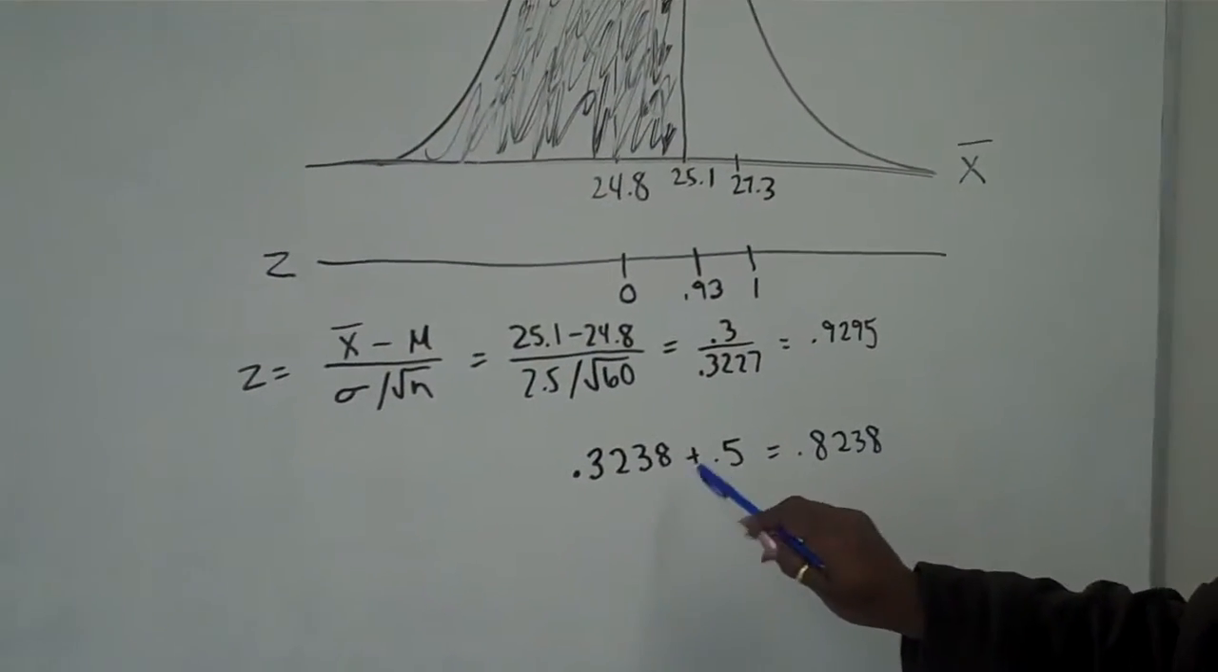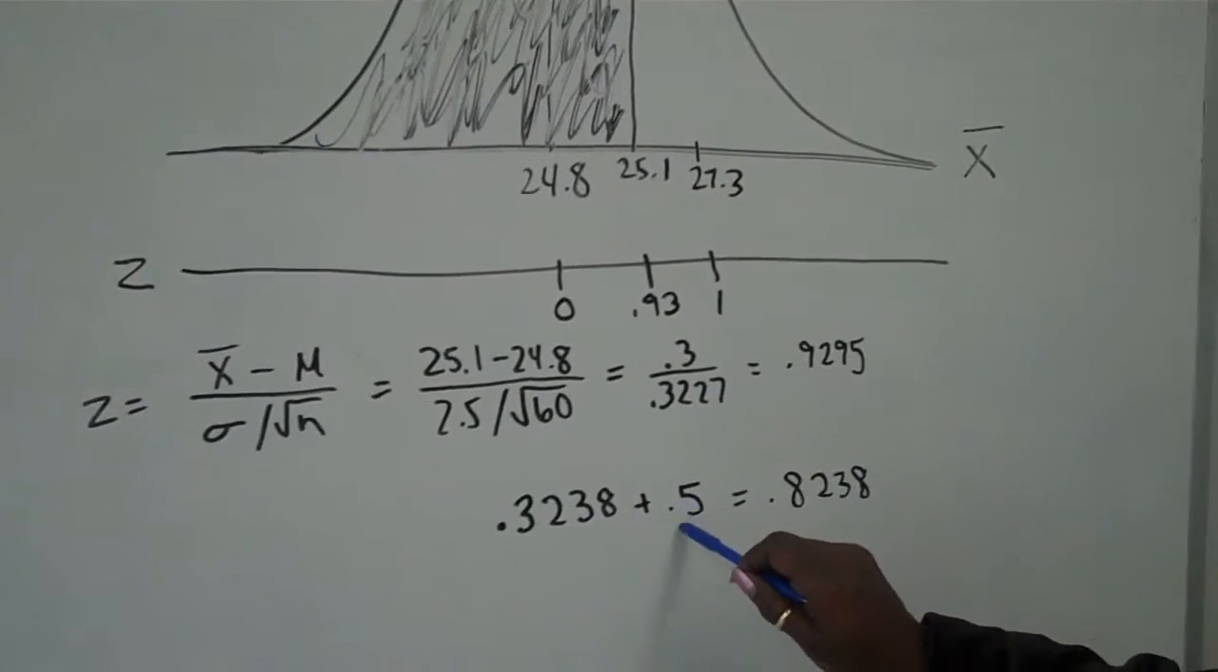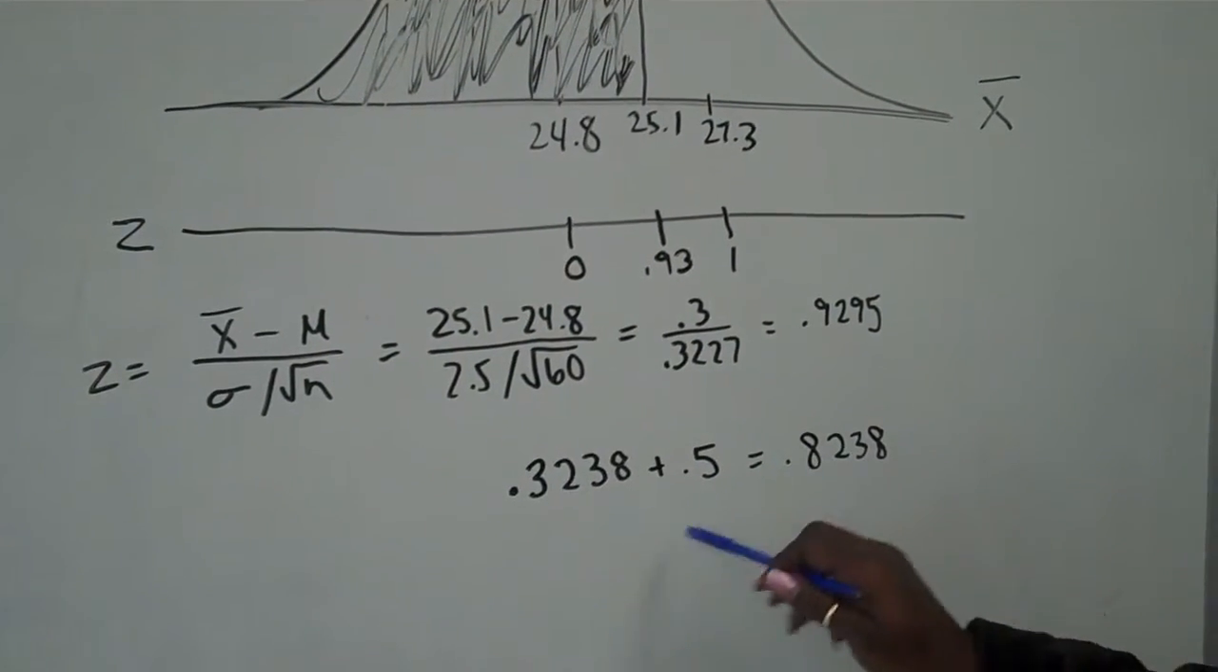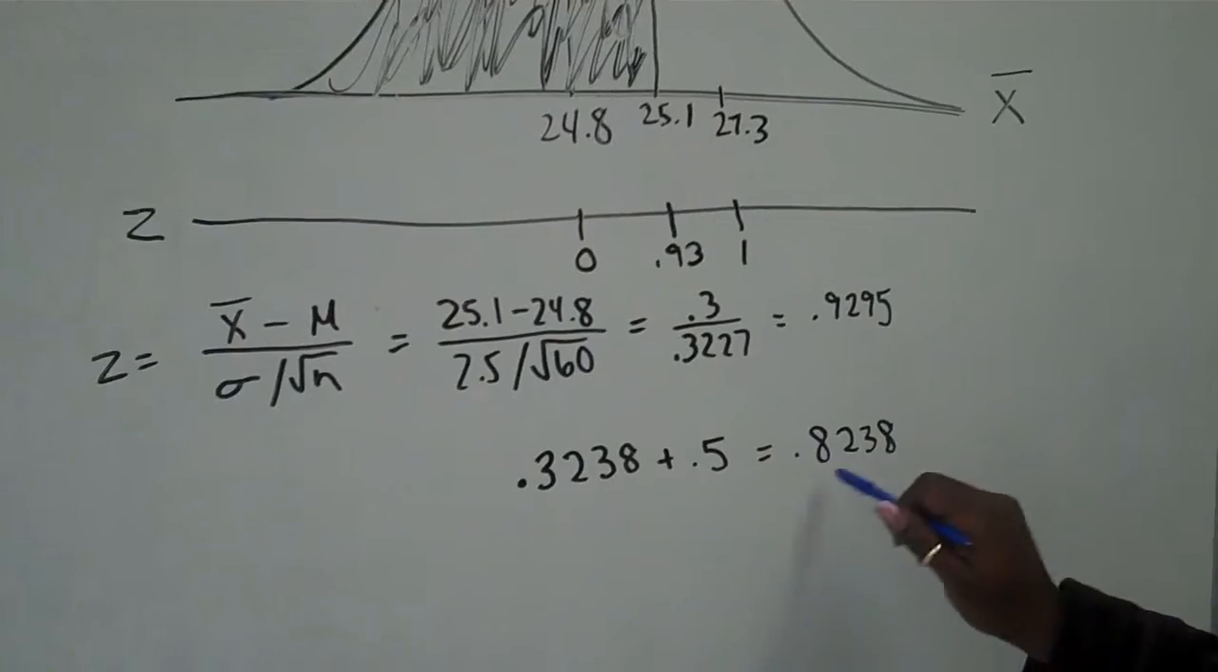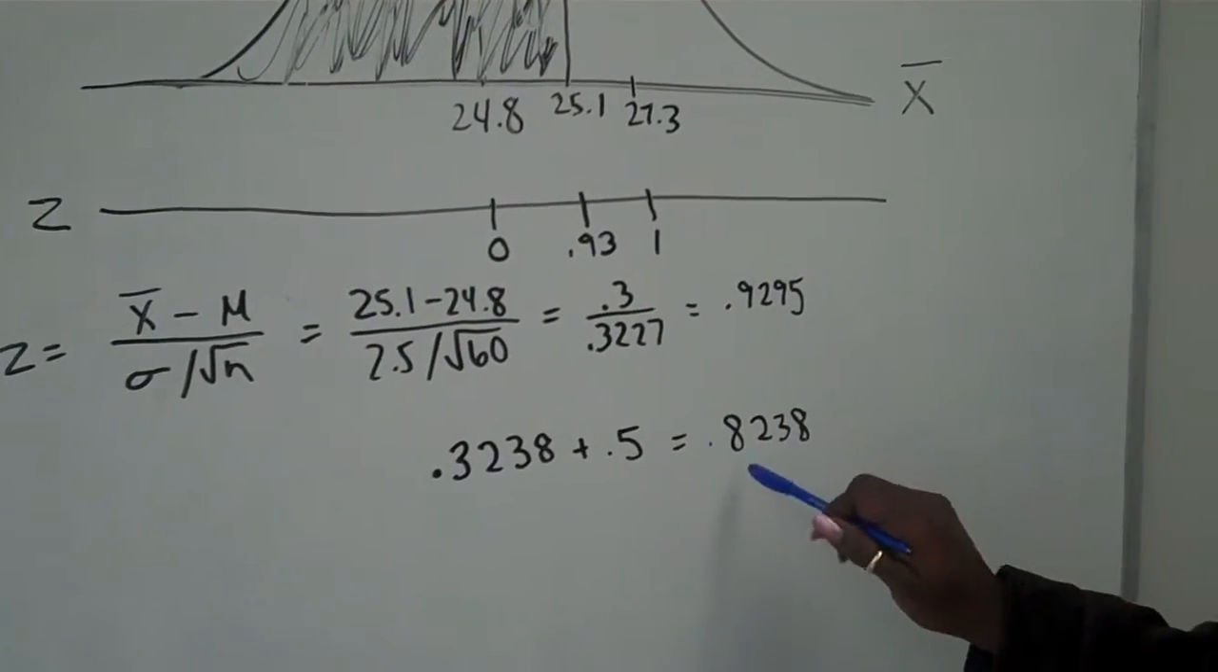So we added 0.5 to 0.3238 and found out what our probability is, which is 0.8238.